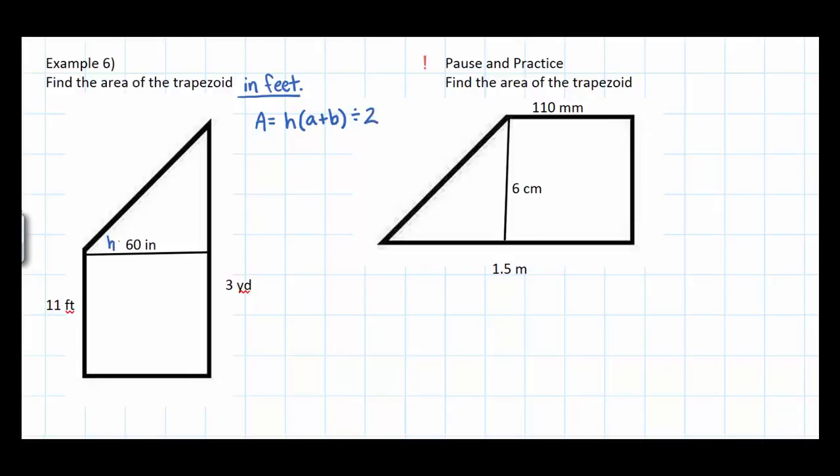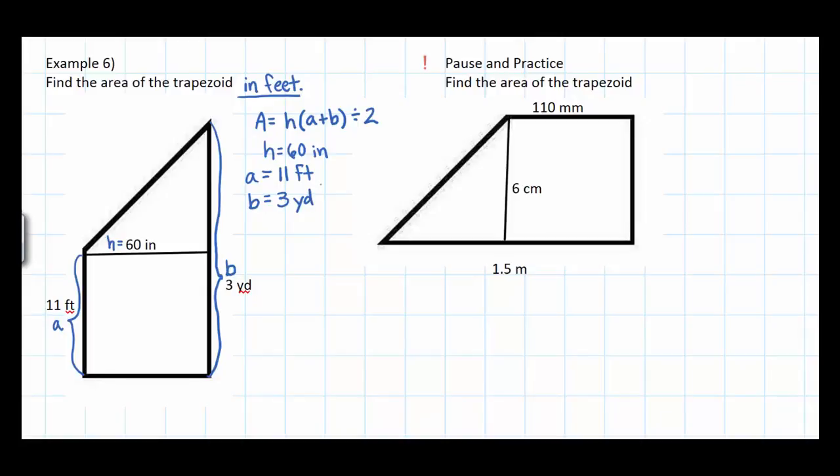So 60 inches is our height because it goes from the top base A to the bottom base B. So our trapezoid is kind of turned on its side, but if we laid it down in this direction and made this the bottom, B, then A would be the top and B would be the bottom. So it's okay that it's oriented a different way. So H equals 60 inches. A equals 11 feet. And B equals 3 yards.